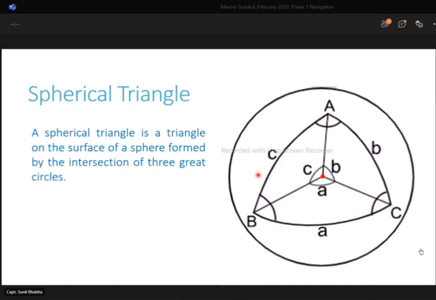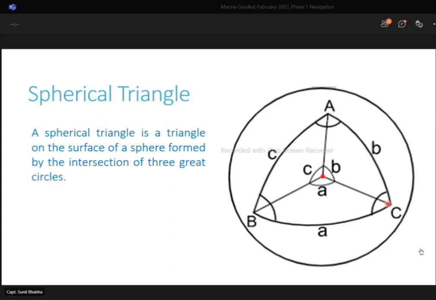Now, as you can see in this diagram, we have a triangle being formed on the surface of a sphere. This is a 3D diagram, and you can see this triangle being formed, A, B, C. Now, this triangle is being formed on the surface of a sphere. That's the number one requirement for a spherical triangle. And second, all the three sides of this triangle: you can see side AB is an arc of a great circle. The second side BC is also an arc of a great circle. And the third side AC is also an arc of a great circle.